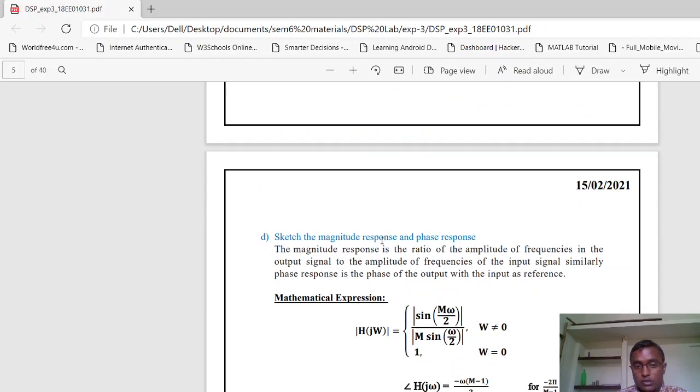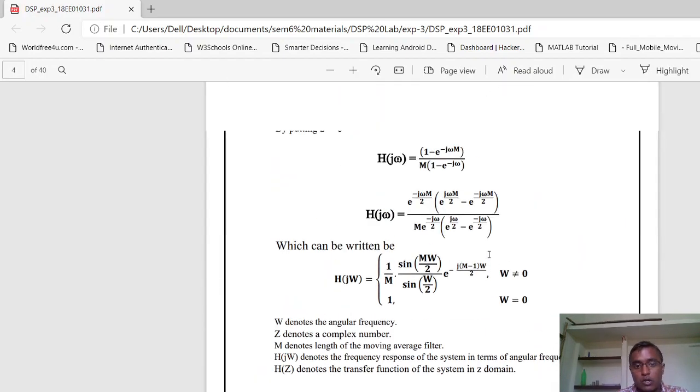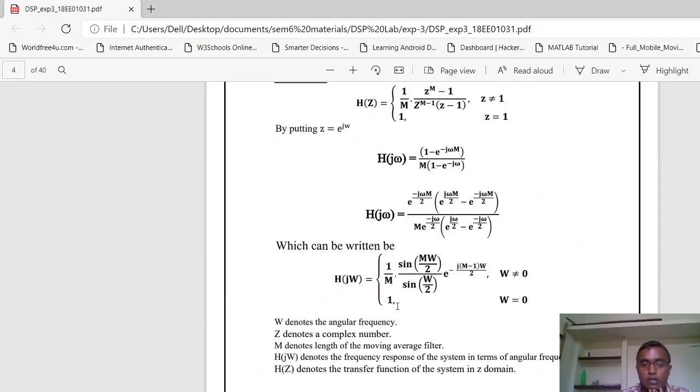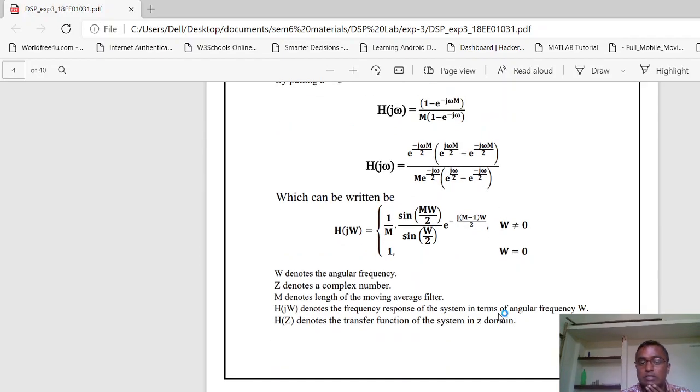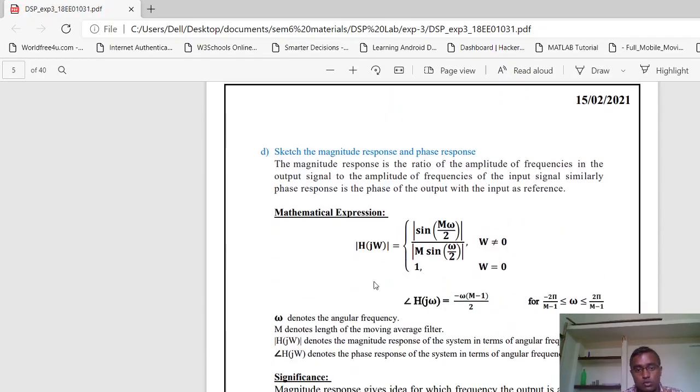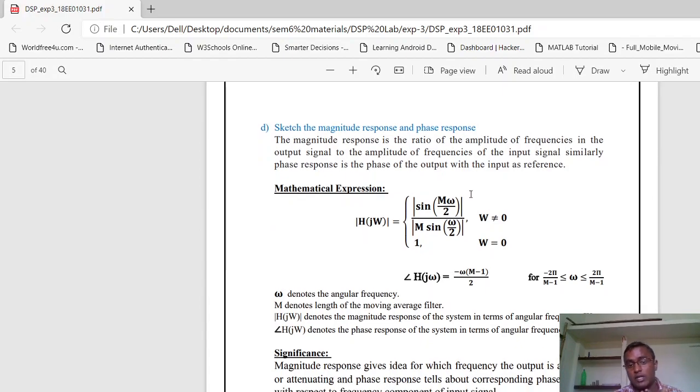After that, sketch the magnitude and phase response. As we got the frequency response, if we take the modulus of H of j omega it becomes the magnitude response, and the angle, or phase, of this becomes the phase response. This is the expression for the magnitude response, and this is the expression for the phase response. The magnitude response tells the magnification applied to a particular frequency component of the input signal, and the phase response gives an idea of how much it will be delayed in the j omega domain or s domain.